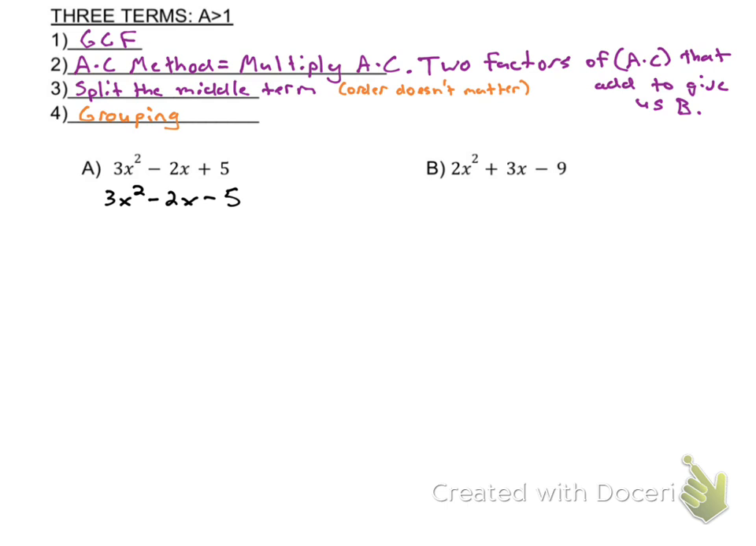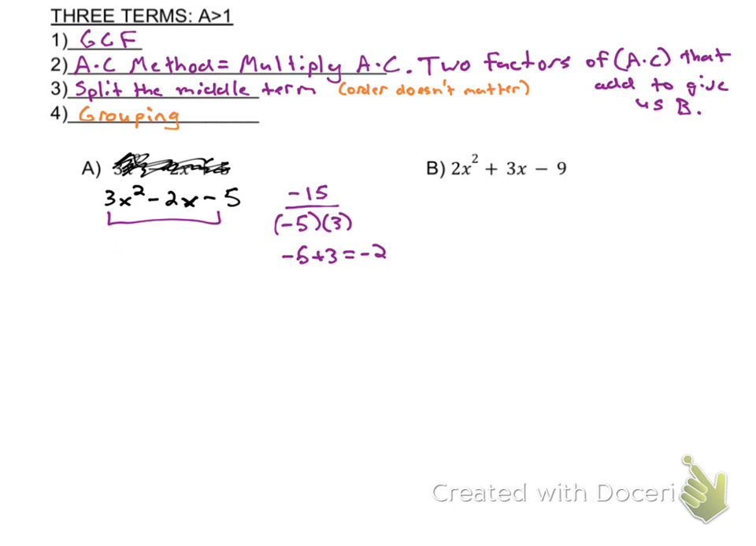So again, a is 3. So we'll do the AC method. 3 times negative 5 gives me negative 15. What are two factors of negative 15 that add to give me negative 2? Negative 5 and positive 3. Good. Negative 5 and a positive 3.